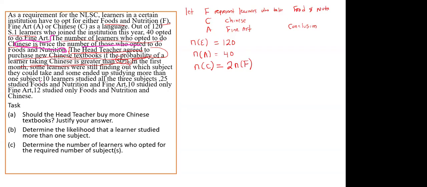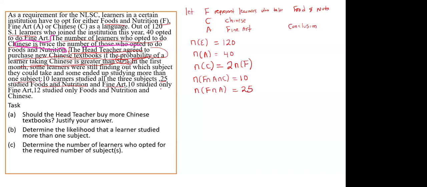In the first month, some learners were still finding out which subject they could take, and some ended up studying more than one subject. 10 learners studied all 3. Now you can say F intersection A intersection C will give us the 10 children who studied all 3 subjects. 25 studied food and nutrition and fine art. So I'll come here and say they studied food and nutrition, which they used F, and fine art. And those ones were 25.